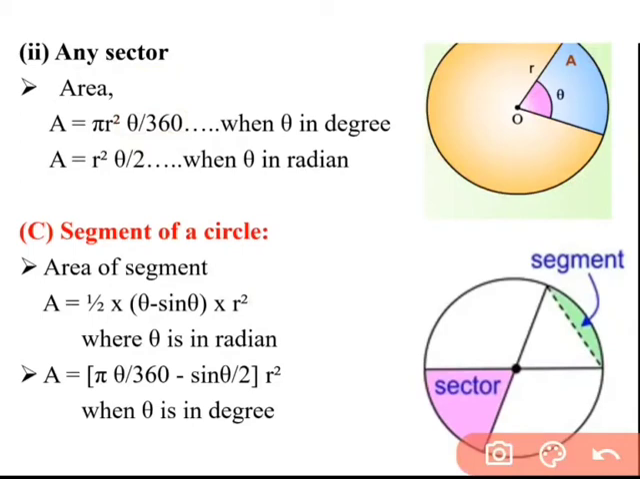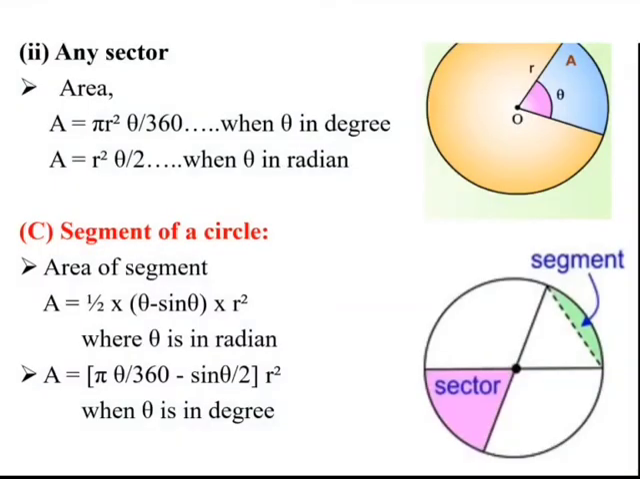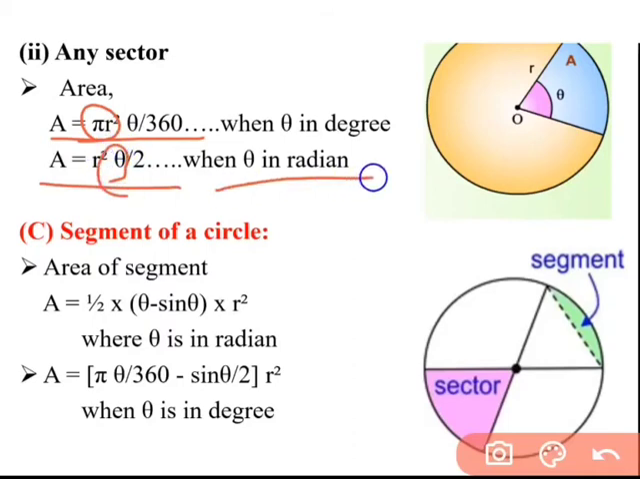Now the second equation, where theta is in radian. So in this equation, I put the value of pi is equal to 180. So we get the equation: area A is equal to r square into theta by 2, where theta is in radian.